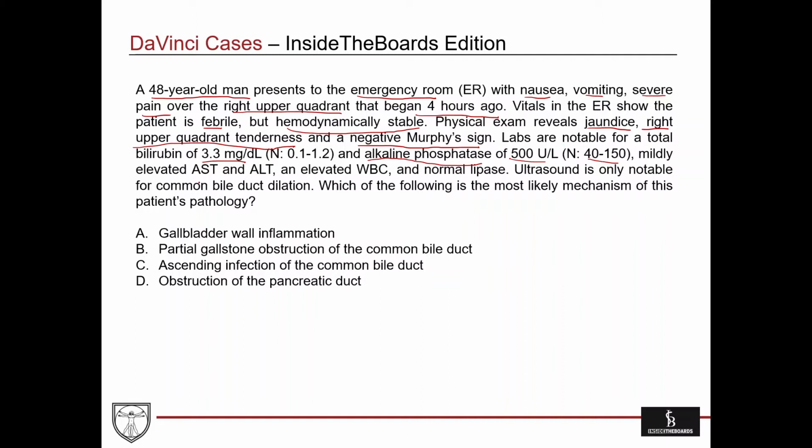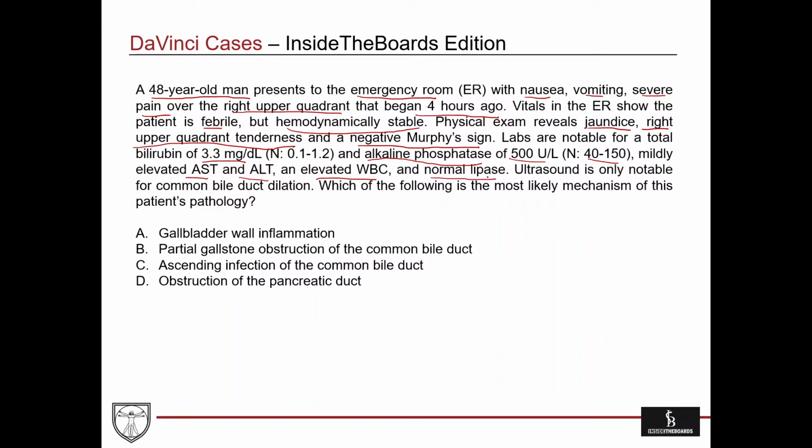And then he has mildly elevated AST and ALT. So those are our liver enzymes. The fact that they're mildly elevated suggests that the liver is involved. But as far as severe liver failure or cirrhosis, you would usually see pretty severely elevated AST and ALT in those cases. So it's pointing us a little bit away and lining up more with a biliary pathology. He has an elevated white blood cell count and then a normal lipase.